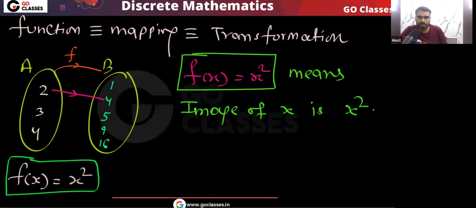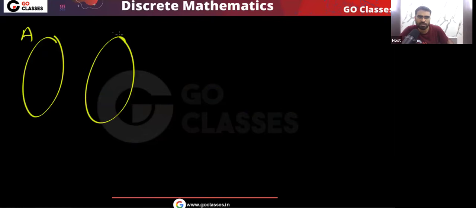Now, let's move on and see some more terminology. I'm giving you a function from set A to set B. Let's assume your set A is a, b, c and your set B is 1, 2, 3, 4. Now consider this function: a is mapping to 1, b is mapping to 1, and c is mapping to 3.